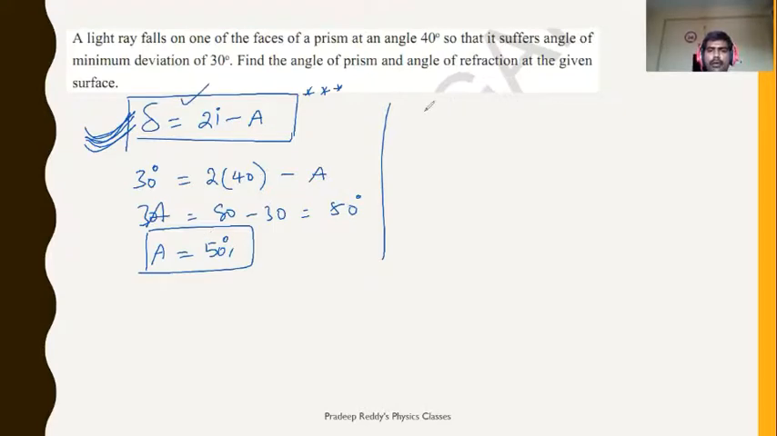And as we know, 2R is equal to A, R will be equal to A by 2. This gives you 25 degrees. The angle of refraction will be equal to 25 degrees. This is the formula which you can use for the above problem.